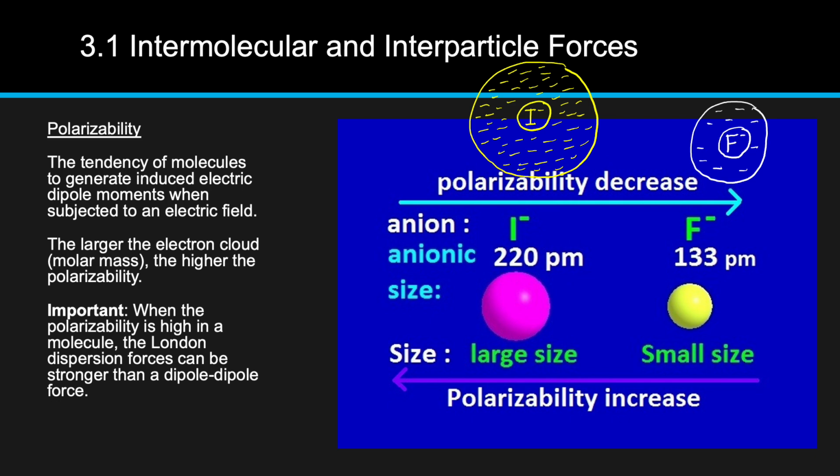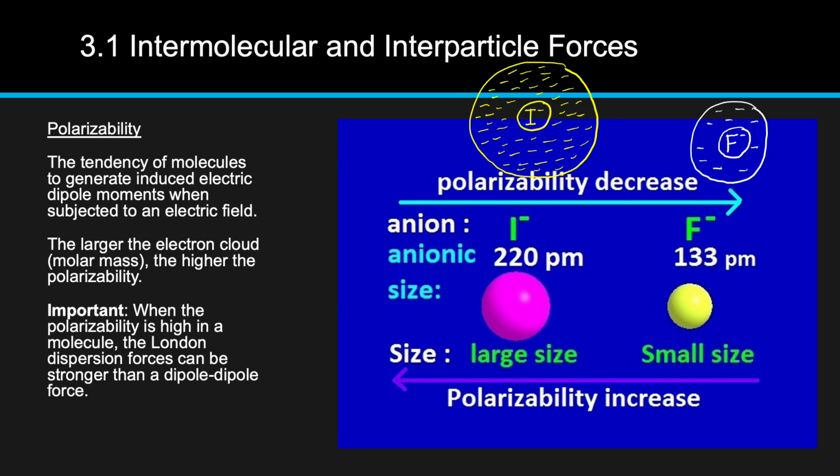So to put this in perspective, we have the iodide ion on the left there in yellow, and we have the fluoride ion on the right there in white. Now, those are just the ions without a dipole right now. If we were to introduce an electric field, essentially what would happen is all of the electrons would move to the side of the positive charge in the electric field. And that would create your dipole.